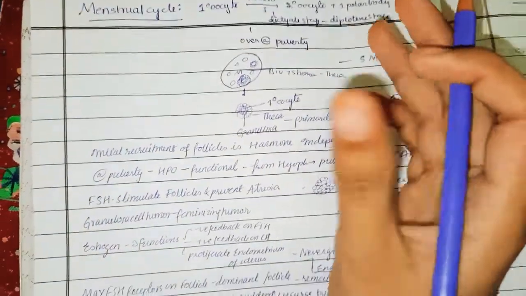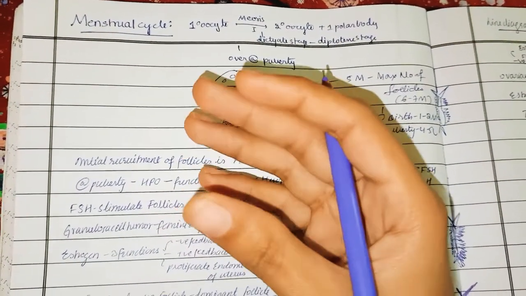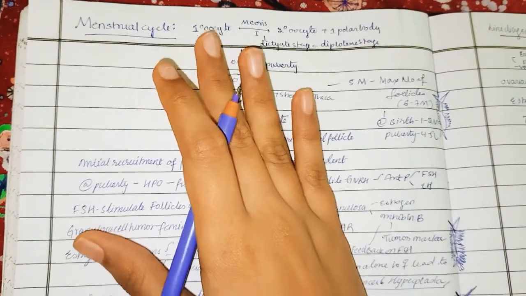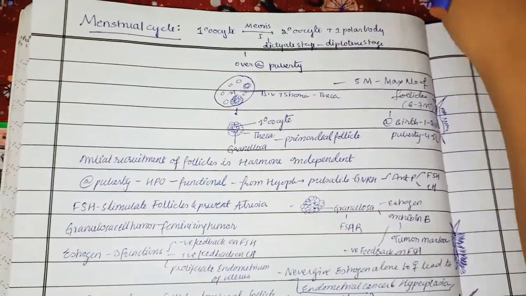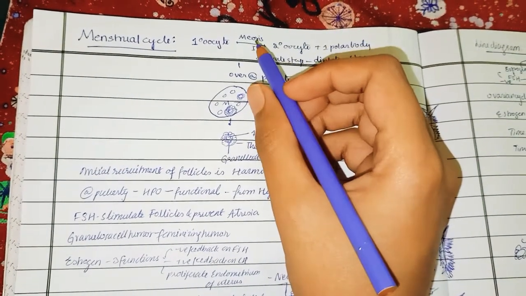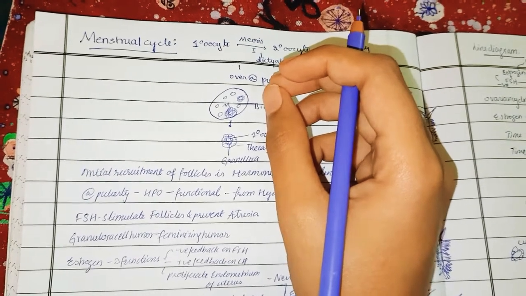So, coming to the menstrual cycle, the first thing we need to see is oogenesis, because the menstrual cycle starts with this process. Oogenesis is where the primary oocyte converts into a secondary oocyte, but this conversion is blocked at the level of meiosis 1. That is exactly, it is arrested in the diplotene stage of prophase 1.